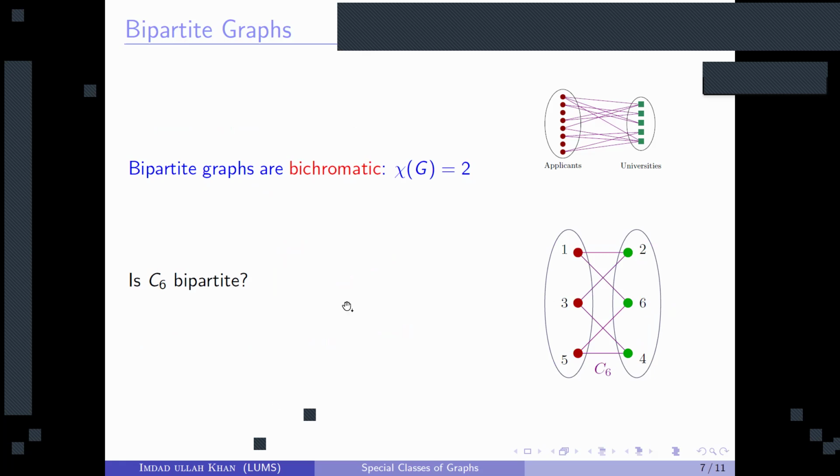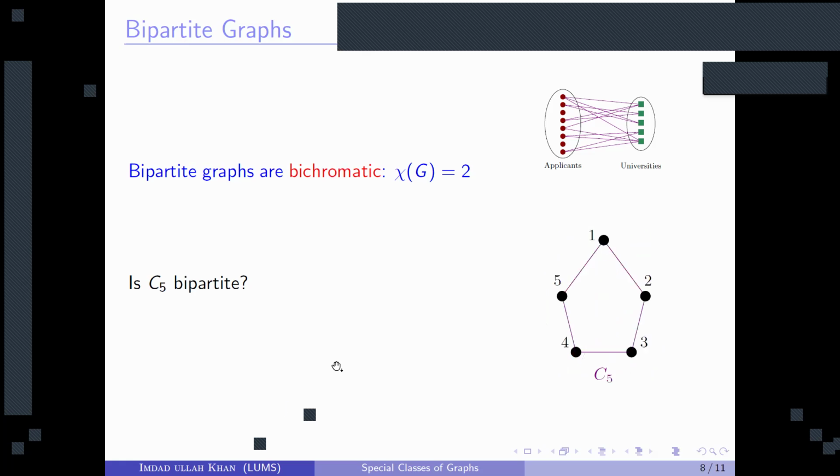Say it again. All non-cyclic. Perhaps yes. Yeah, I'm thinking. Non-cyclic means a tree, right? Tree is bipartite. You're right. But we didn't study trees, right? Our next topic is trees.